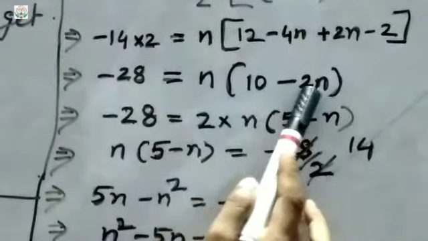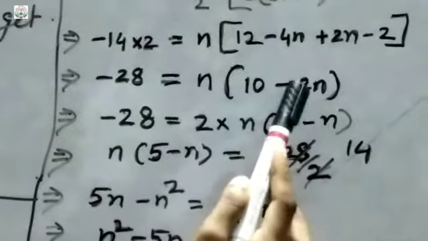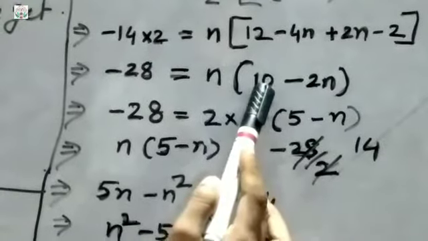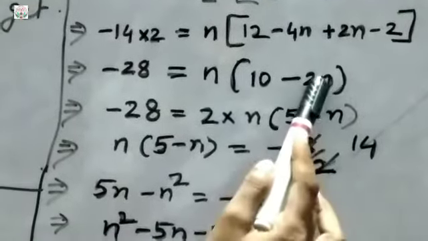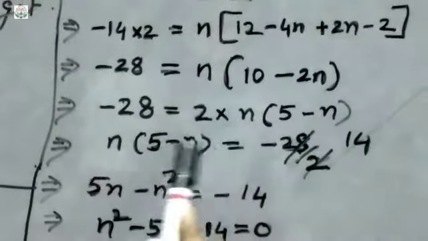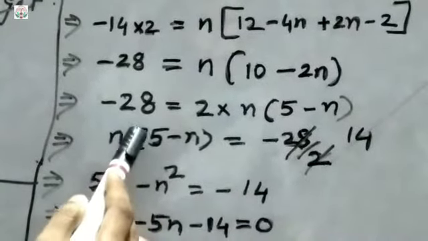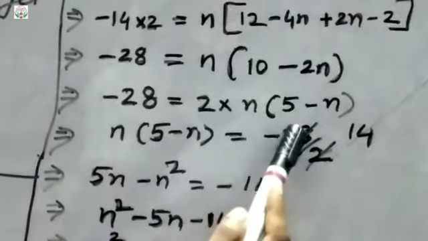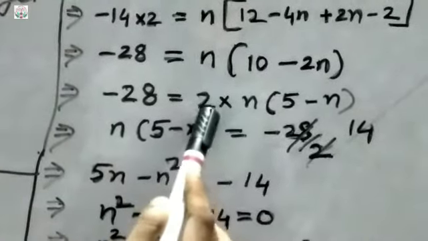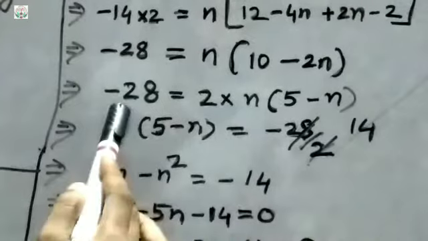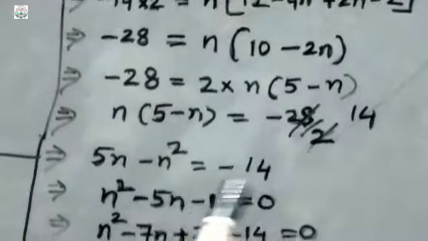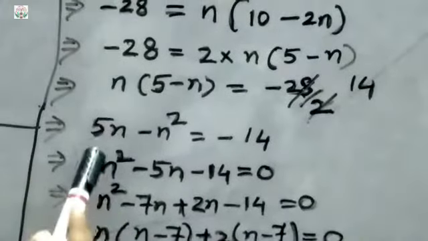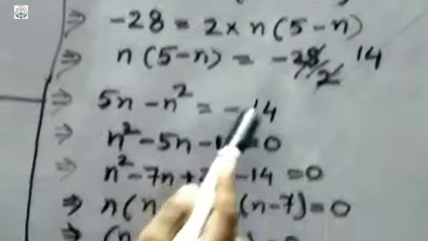Now you can see here in these two terms 2 is common. So we will take 2 as common, that is 2 into n within brackets. Now 2 goes out. What is left out? 5 minus, here also 2 goes out, so n will be left out. Now this 2 will be divided on the other side. So it will be n into (5 minus n) equals minus 28 upon 2, because here 2 is multiplied and on the other side it becomes division, you know that. On dividing we get 14. So n multiplied by (5 minus n), that is 5n minus n square, equals minus 14.